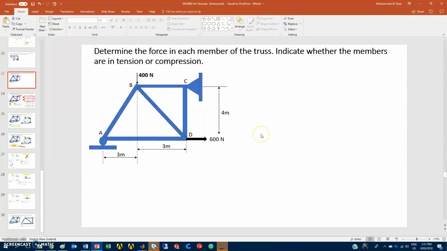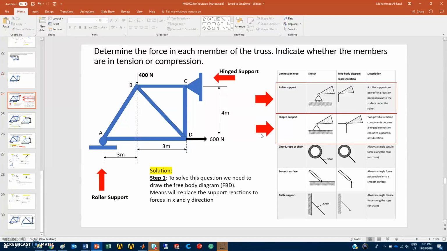Let's revise what we have done in our previous classes. So first one is the hinge support and the other one is the roller support. When we convert them, we need to remember from your notes. If you have a roller support like this, it's always replaced by one perpendicular force, as it can only offer a reaction perpendicular to the surface under the roller. The hinge supports two possible reaction components because a hinge connection can offer support in any direction. So one is the X and Y.